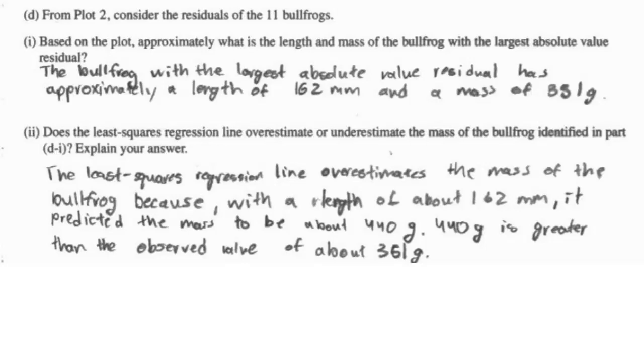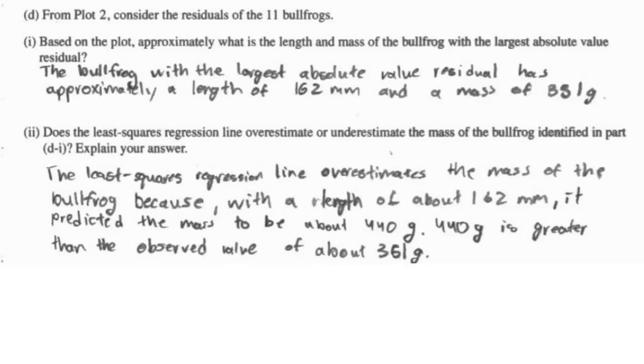The bullfrog with the largest absolute value residual has approximately a length of 162 millimeters and a mass of 351 grams. The least squares regression line overestimates the mass of the bullfrog because with a length of about 162 millimeters, it predicted the mass to be about 440 grams. 440 grams is greater than the observed value of about 351 grams.